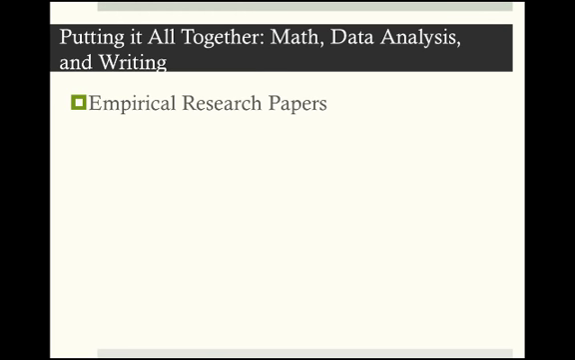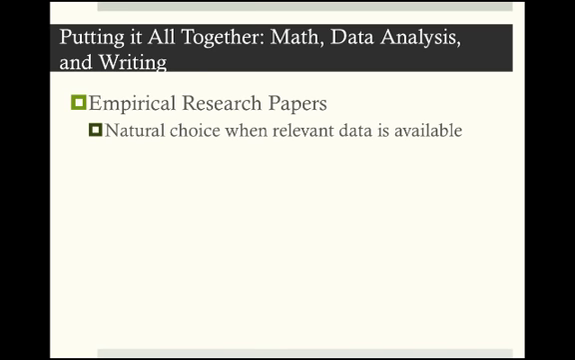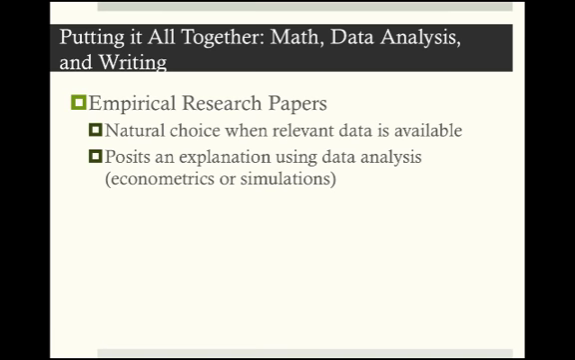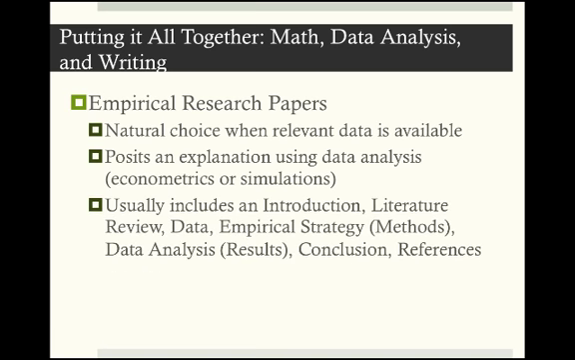The second type of paper is an empirical research paper. So remember that data analysis. And so this is a natural choice when relevant data is available. Empirical research papers posit an explanation using data analysis, so using econometrics or numerical simulations. And empirical research papers generally include an introduction, a literature review, information about the data and the empirical strategy, the actual data analysis, a conclusion, and of course references.